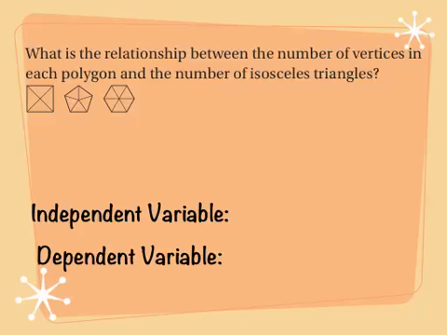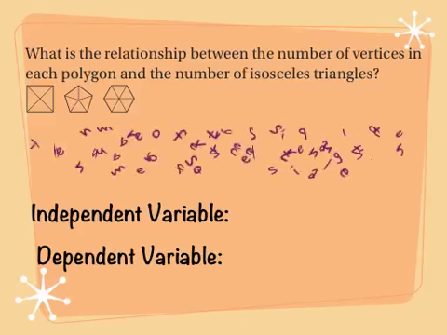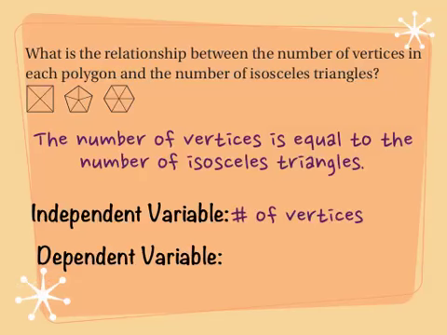What is the independent variable and what is the dependent variable? Well, a polygon can have, poly means many, so a polygon can have many vertices. So your independent variable in this case would be the number of vertices, and your dependent variable, depending on how many vertices you have, is going to tell you how many isosceles triangles you have. So the number of vertices is equal to the number of isosceles triangles created. Your independent variable would be the number of vertices of the polygon. Your dependent variable would be the number of isosceles triangles formed.